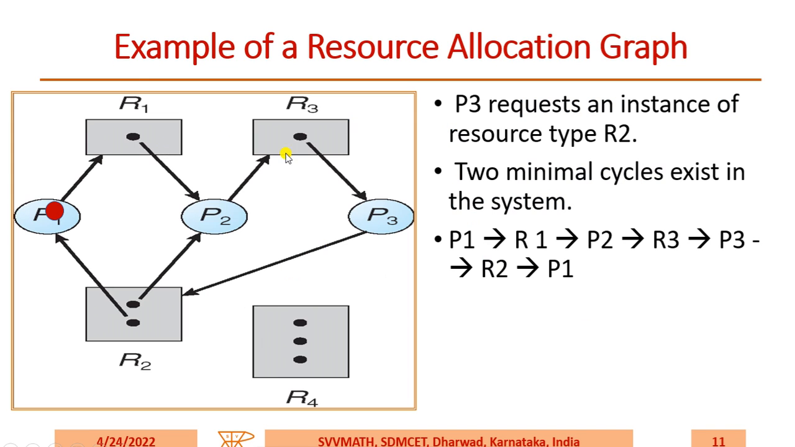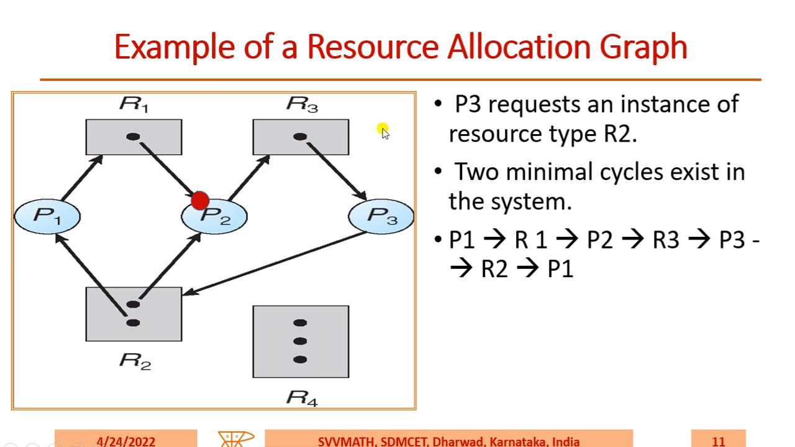See this particular resource allocation graph now. P3 is requesting R2. It is the previous resource allocation graph with one extra edge: P3 requests an instance of resource type R2. Now we have a cycle here. Observe: P1 to R1, R1 to P2, P2 to R3, R3 to P3, P3 to R2, R2 back to P1. This is one cycle.